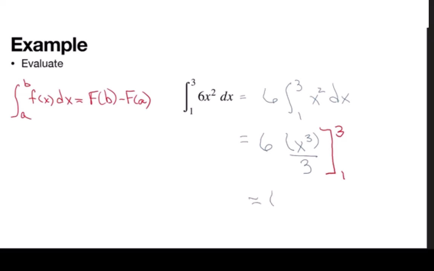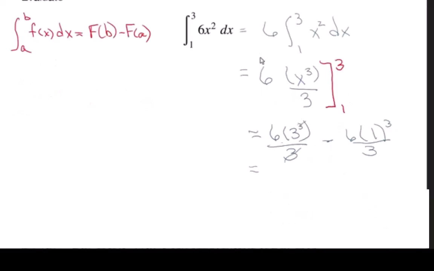This is equal to 6 times 3 to the third power divided by 3 minus 6 times 1 to the third power divided by 3. I can cancel 2 of those. That would be 9 times 6 is 54 minus 2, which equals 52. My definite integral, or the area under this curve between 1 and 3, is 52.